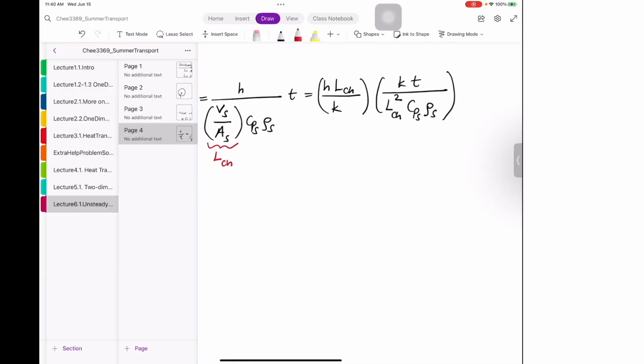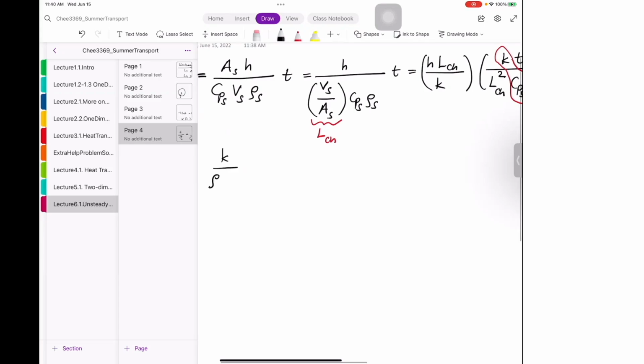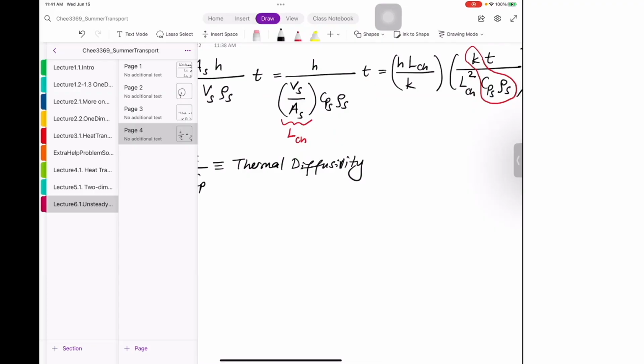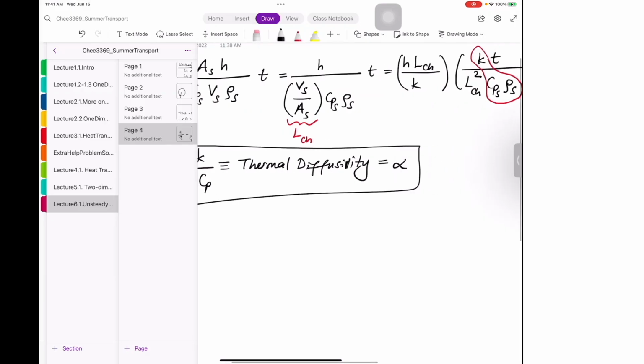Okay, and there is another thing here, k over rho c_p, which has a particular name which you should know. k over rho c_p is called thermal diffusivity. And we abbreviate it using alpha. Okay. It tells you how fast the heat is dissipated. Okay.